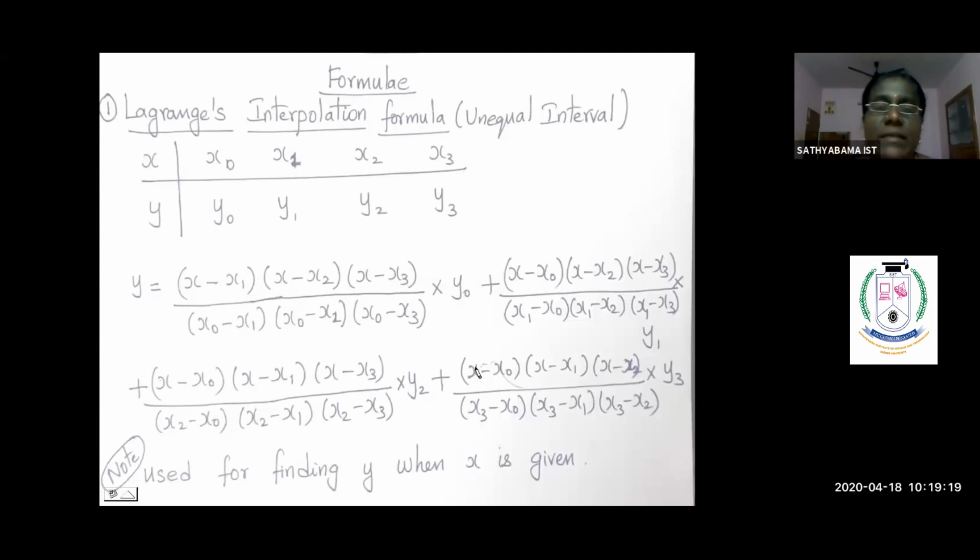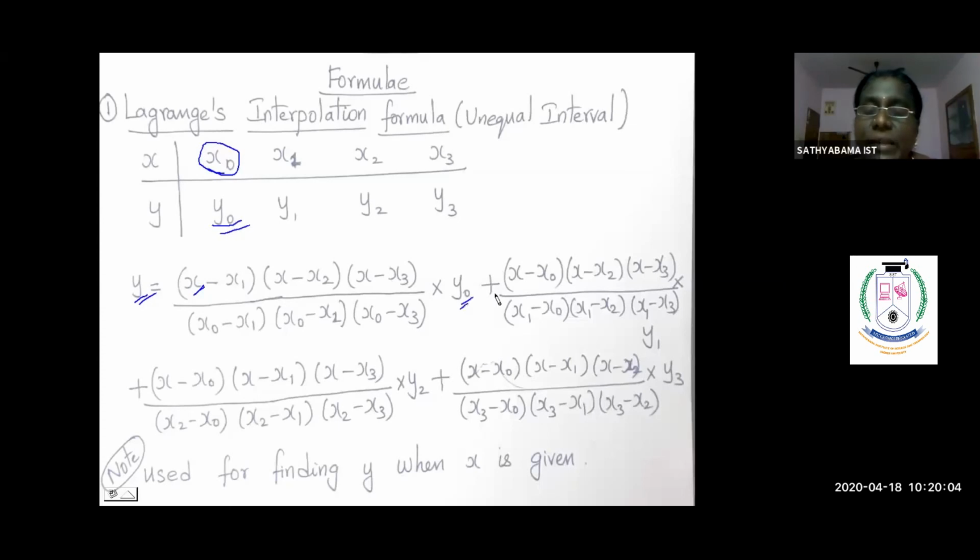Now you see, I have considered a data set, x and y values: x0, x1, x2, x3, y0, y1, y2, y3. And here, the formula is given by y equals, you see the formula, (x minus x1)(x minus x2)(x minus x3). For calculating y, I have to consider all x values in my data set, divided by, here I left x0. So in the place of x, you see the numerator and denominator, they are the same. In the place of x, replace x0 in the denominator. Compare these two and you can easily understand the logic. Into the y0 for the first term.